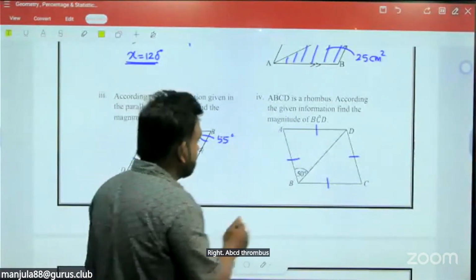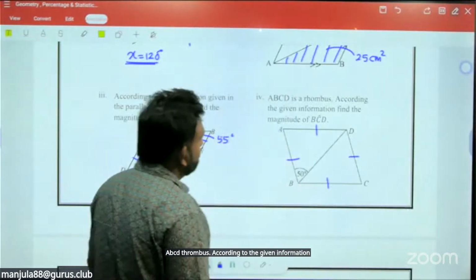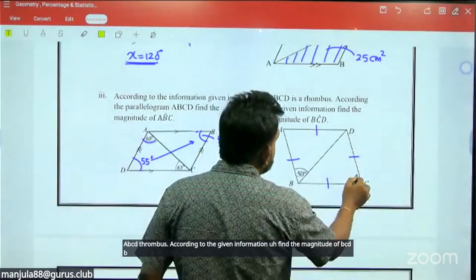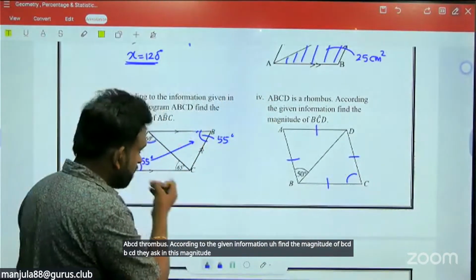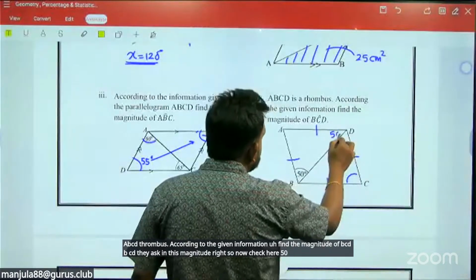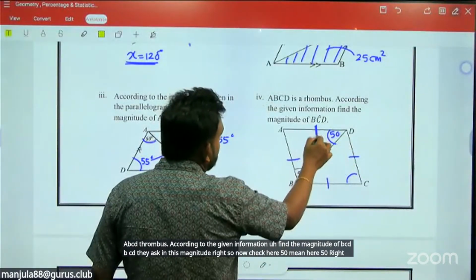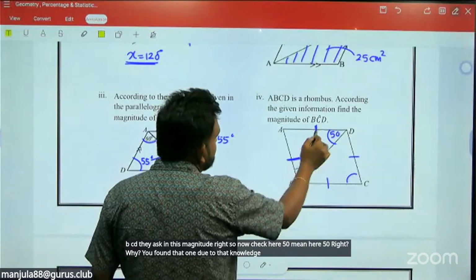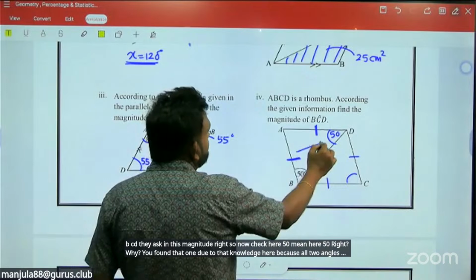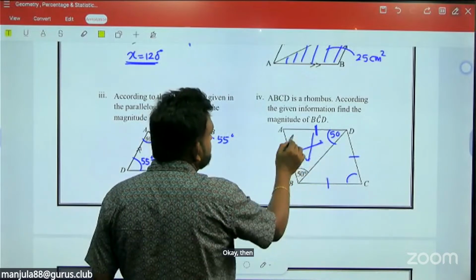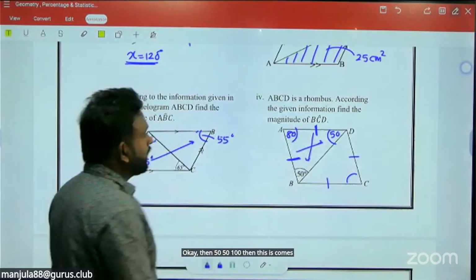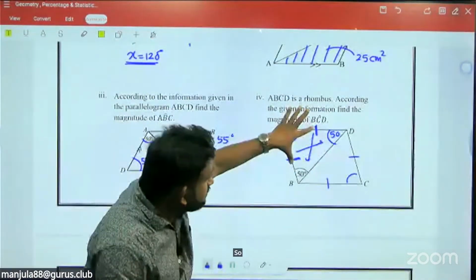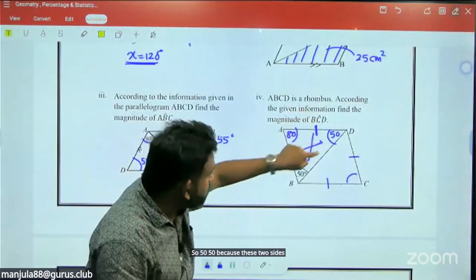According to the given information, find the magnitude of BCD. They ask for this magnitude, BCD. So now check. Here 50 means here 50. Why? You found that due to that knowledge: two angles are equal because the sides are equal. Then 50, 50, 100, then this comes as 80. Why? All the angles in a triangle add up to 180. So 50, 50 because these two sides are equal in a rhombus. Then 100, this is 80.